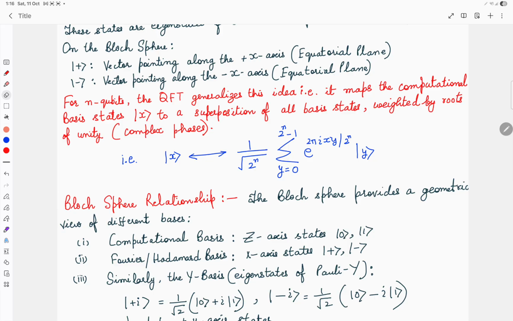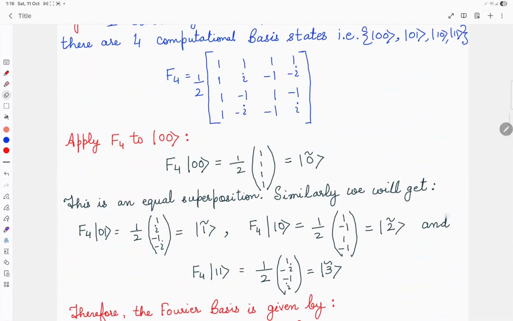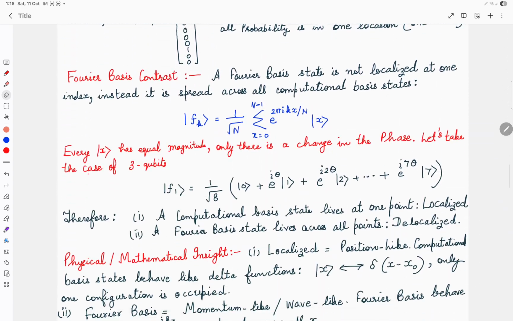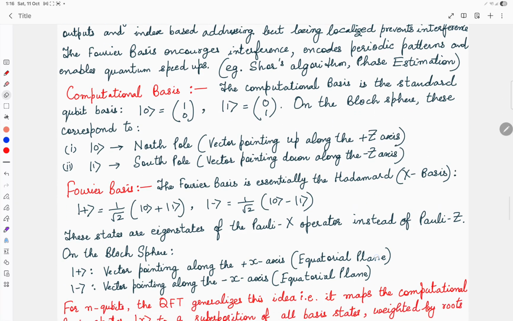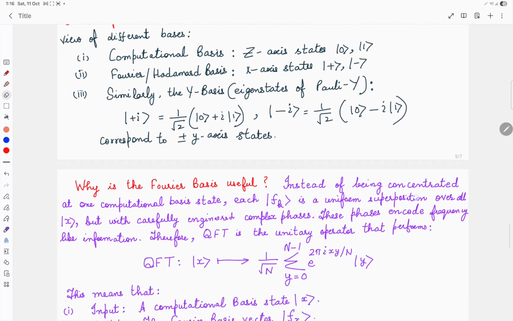For n qubits, the QFT generalizes the idea and maps the computational basis states |x> to a superposition of all the basis states weighted by the roots of unity. Of course, what do we mean by the roots of unity? Roots of unity will be obtained basically from the twiddle factor values. Let me just show you. Yeah, so this will give me the roots of unity, right? So that's where this particular word roots of unity comes from.